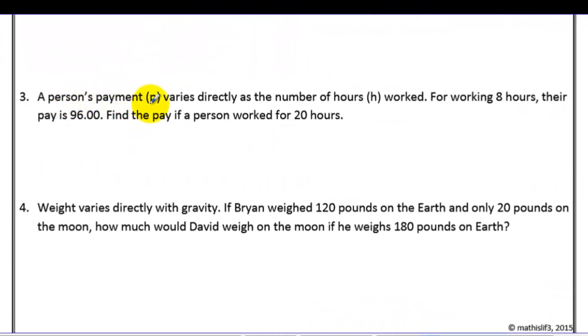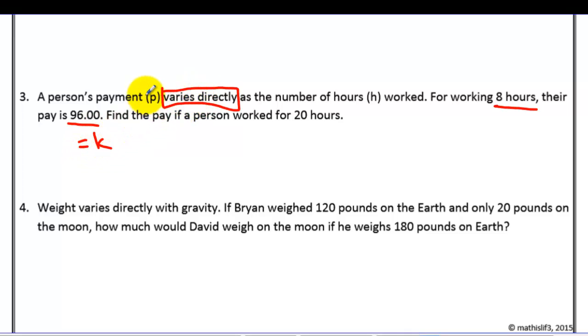Next, a person's payment P varies directly as the number of hours worked. For working 8 hours, their pay is $96. So 8 here will be hours, and then the pay is $96. Find the pay if a person worked for 20 hours. So before we can answer this question, we need to set up our equation. So remember, varies directly means equal to k.